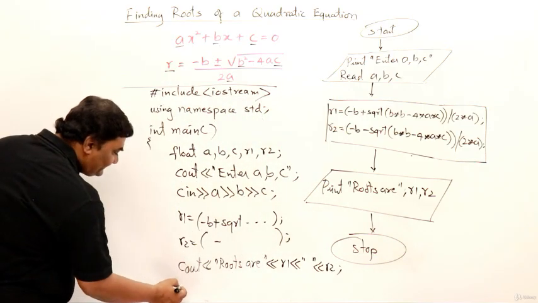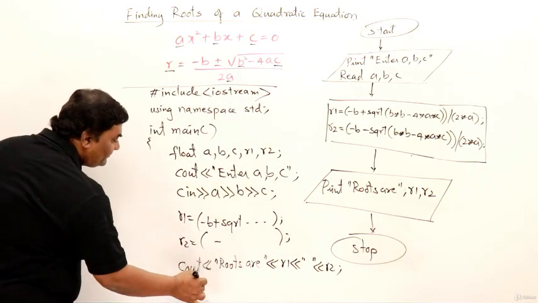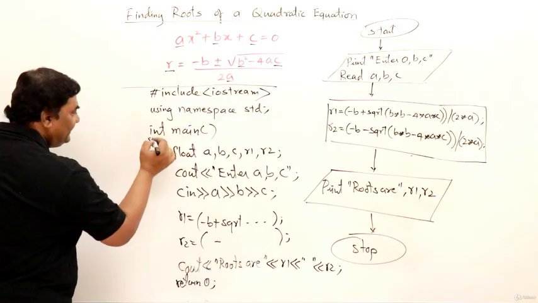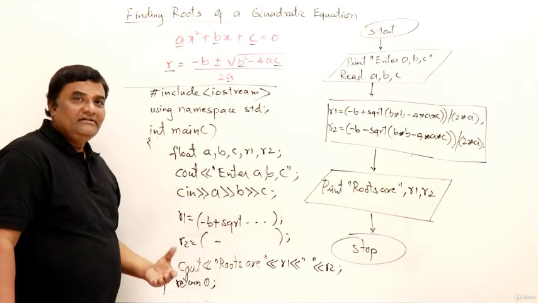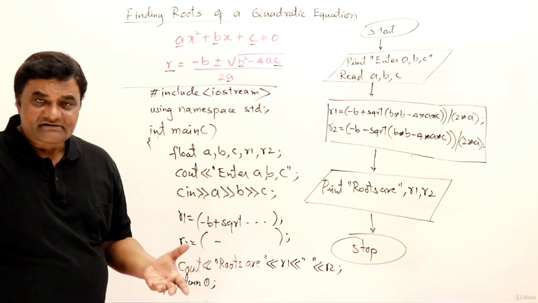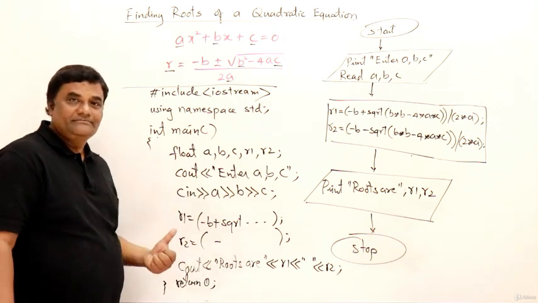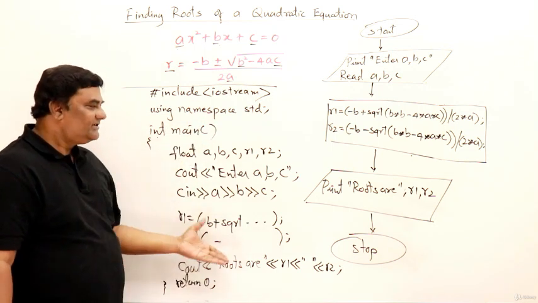And last thing is return 0. Because we have written int here, so return 0. It's like a formality. Later we will learn what return 0 really means in later videos. So that's all. This is a C++ program.